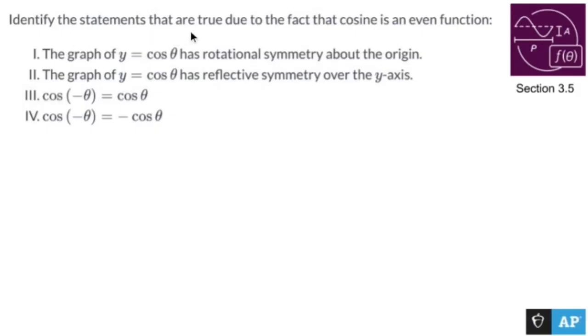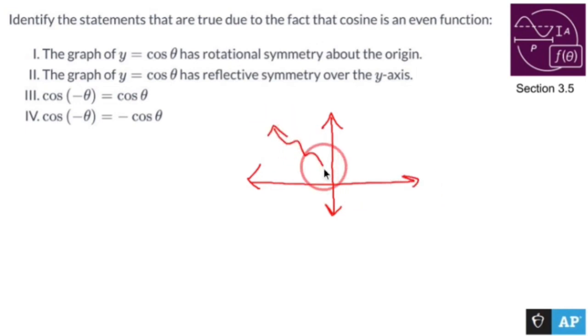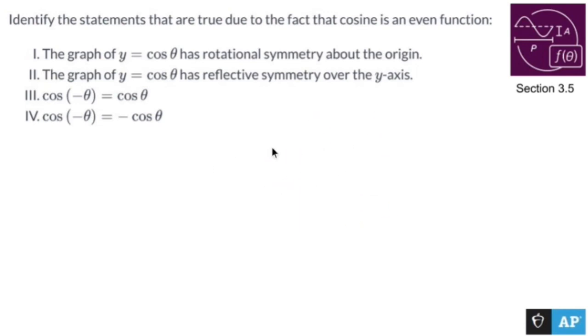Identify the statements that are true due to the fact that the cosine is an even function. Let's remind ourselves what an even function is. An even function is basically whatever you do on the left side of the y-axis, the right side has to be a mirror image of it, which I probably demonstrated poorly because I decided to make this weird squiggly line. We know cosine looks like this.